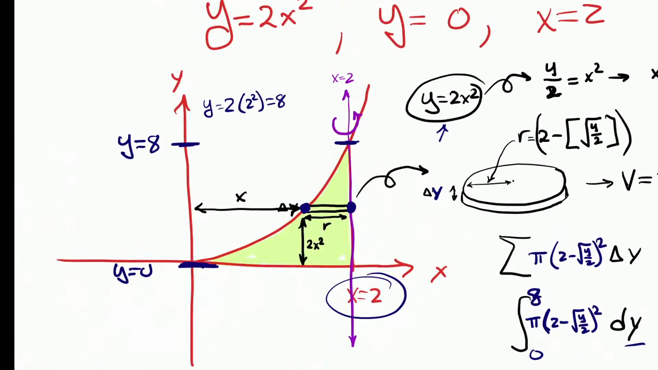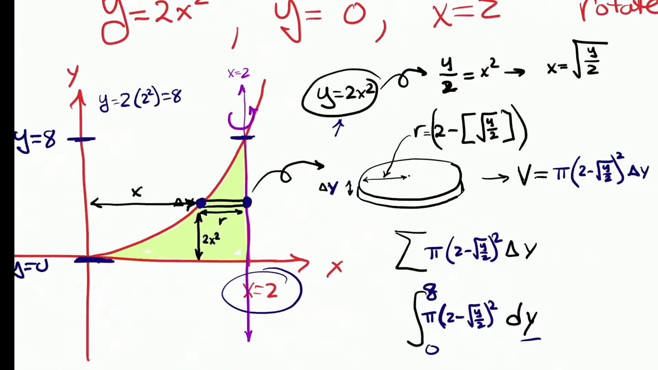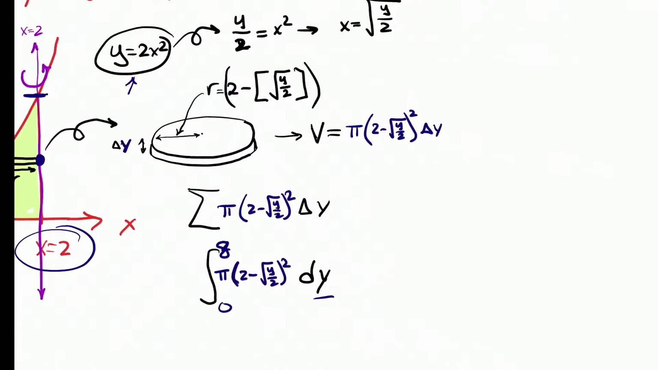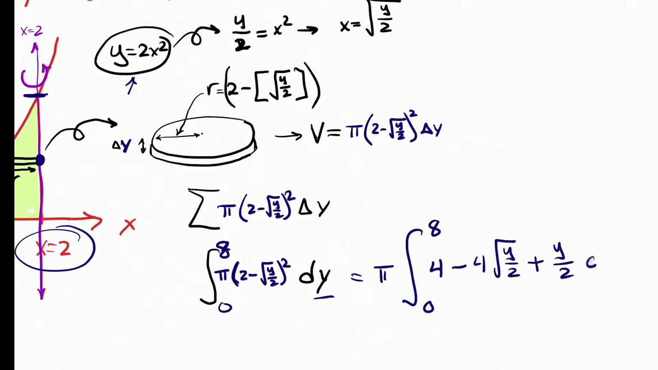Okay, so this has been squished down considerably. Now all we have to do is compute that. That is kind of a pain. I'll do it relatively quickly. Let me pull the pi outside. 0 to 8. I need to square this thing. So this is going to be 4 minus 4 times radical y over 2 plus y over 2. Okay, I'm not going to do this fully.